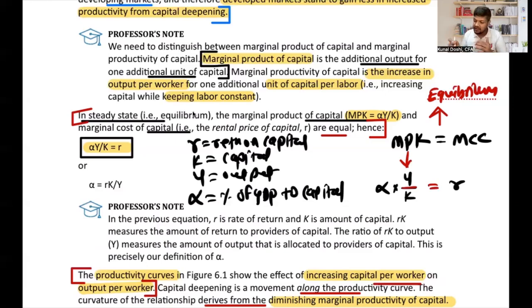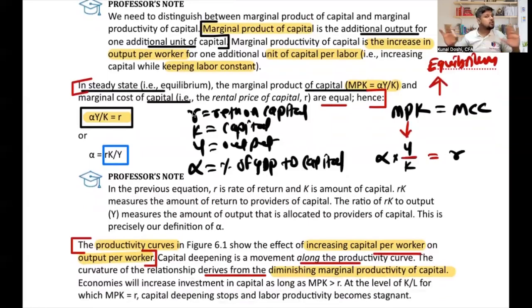Now they have just reshuffled. So what is alpha? Alpha is nothing but R into K by Y, where K is capital out of GDP. So how much is the capital? Let's say capital is $100, GDP is 400. On that, how much is the interest or capital charge that you're going to pay? That is alpha. This is how the alpha is derived. You don't need to know this for your exam. Just understand and skip it.